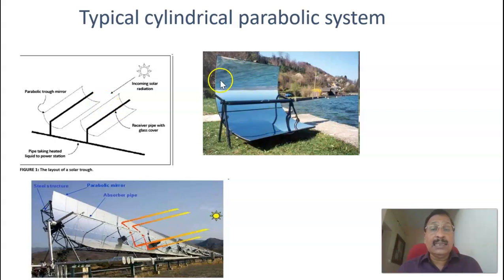And similarly, this is another picture of the parabolic type of collector. And this is another type. This is a pictorial representation of a typical cylindrical parabolic system.